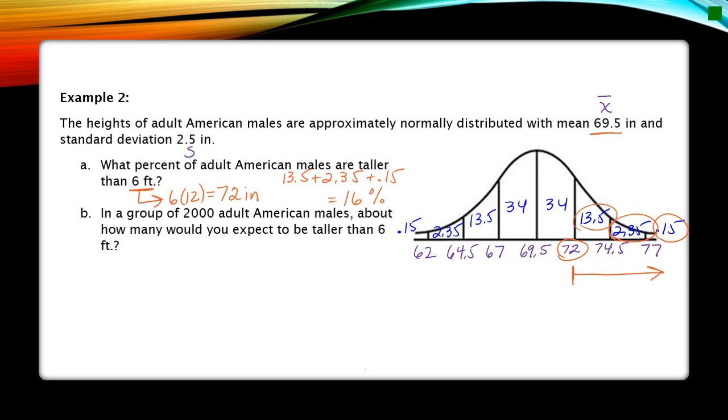Next question. In a group of 2,000 adult American males, about how many would you expect to be taller than 6 feet? So now this is the type of question where we need to take the percent that we just found, which is right here, and multiply that percent as a decimal times 2,000. So I'm going to take 2,000 and multiply it by 0.16, and this turns out to be exactly 320. So what this means is that if I had a group of 2,000 males, 320 of them would be 6 feet or taller.